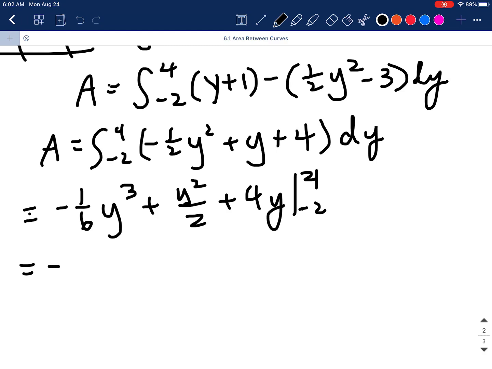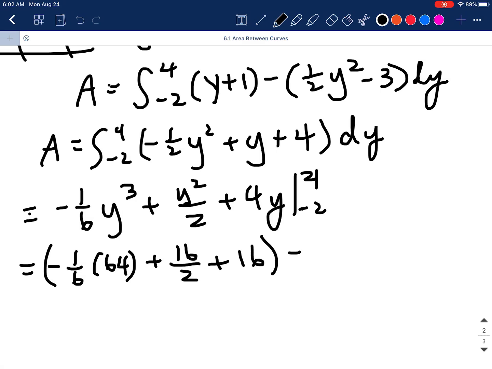Let's go ahead and work this out. So we've got -1/6 times 64 plus 16 over 2 plus 16. So that's going to be our capital F of 4, the antiderivative. And then at -2, we'll get, looks like, 8 over 6 or 4/3 plus -2 squared is going to be 4 over 2 is 2 minus 8.